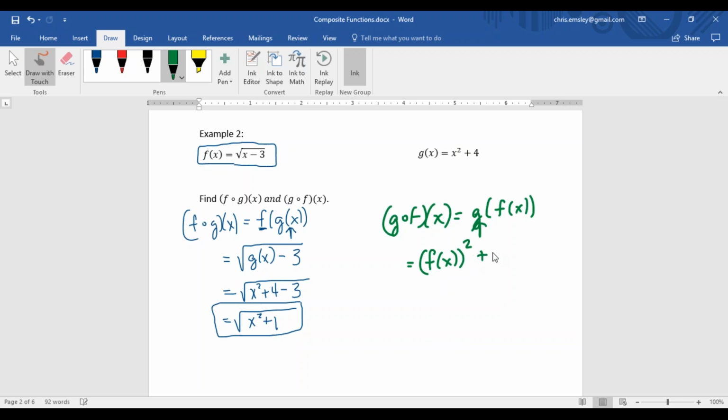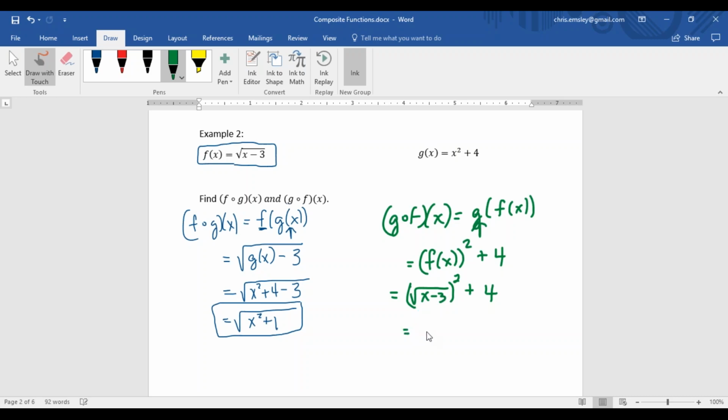Input squared plus 4. So that was using g of x. Now we can simplify it by plugging in our function for f of x. So f of x is the square root of x minus 3. We still have that exponent of 2 plus 4. On this one, we can do some simplifying since we have a radical and an exponent there.